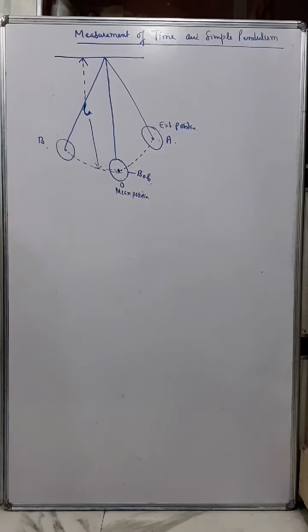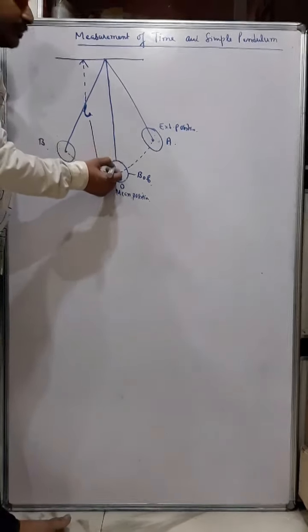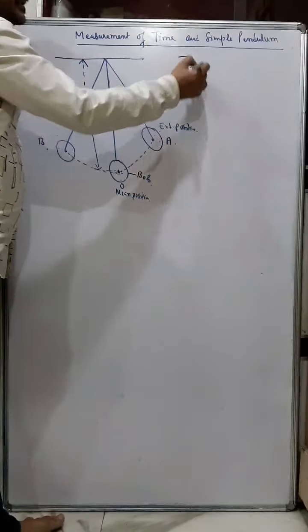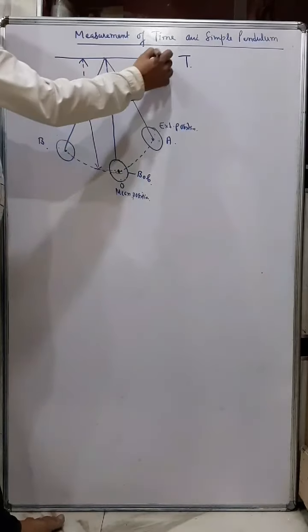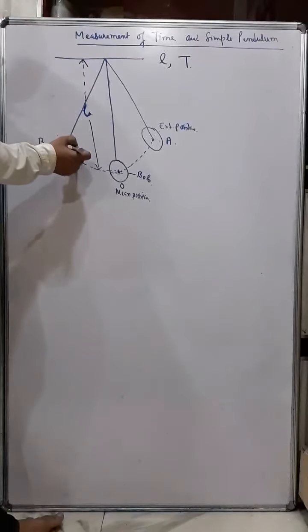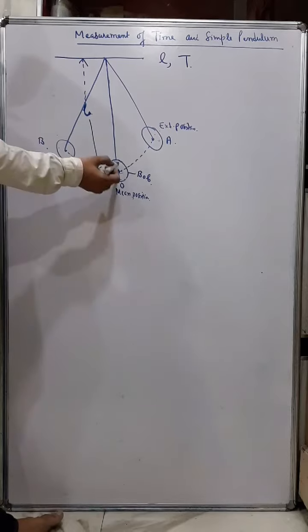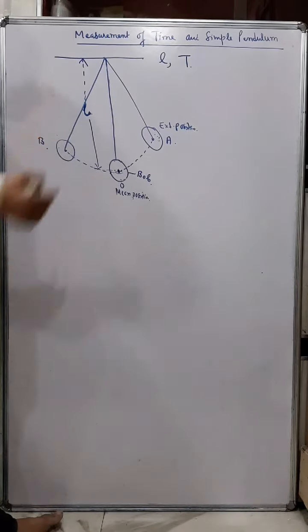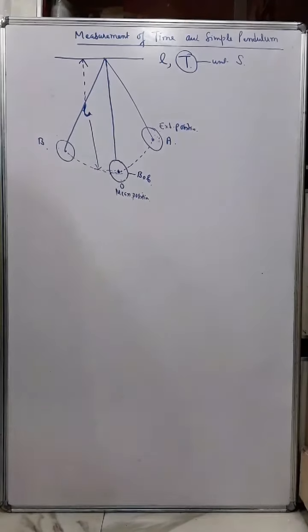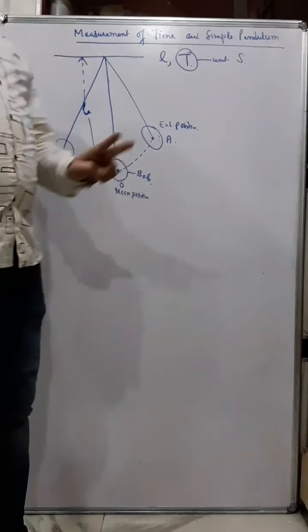Now the time taken to complete one oscillation is called the time period. That is symbolized as T. So far we have seen the effective length, symbol L. The time period of the pendulum means the time taken to complete one oscillation, from O to A to B, and B back to O. The SI unit of time period is second. If the time period of a pendulum is 2 seconds, that means the pendulum is taking 2 seconds to complete one oscillation.